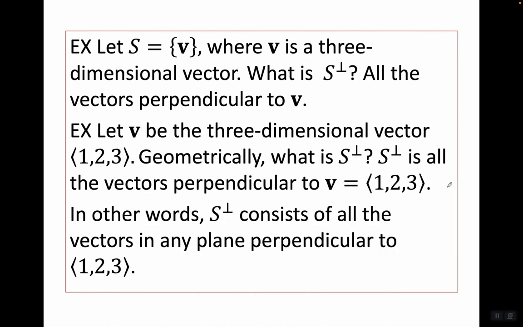Let S equal the single vector V, where V is a three-dimensional vector. What is S perp? Again, it's all the vectors perpendicular to V. But more precisely, let V be the three-dimensional vector 1, 2, 3. Geometrically, what is S perp? S perp, again, is all the vectors perpendicular to V equals 1, 2, 3. In other words, S perp consists of all the vectors in any plane perpendicular to 1, 2, 3.